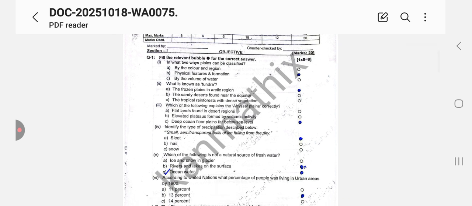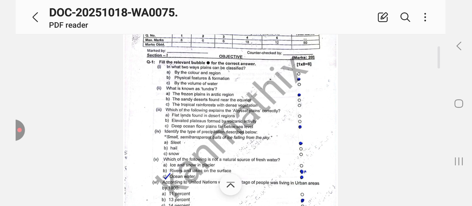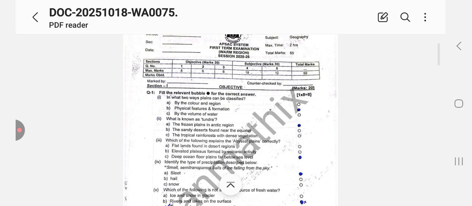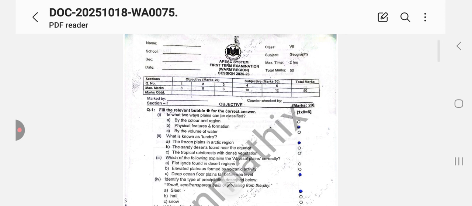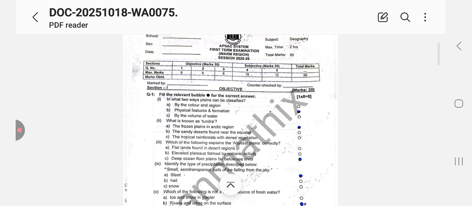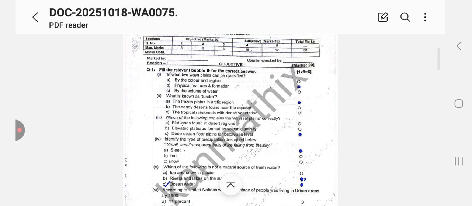I am sharing the answer key of the GEO paper for grade 7, APS first term examination, warm region session 2025-26. The total marks of this paper are 50 and the time given was 2 hours. Objective portion 20 marks, subjective portion 30 marks.